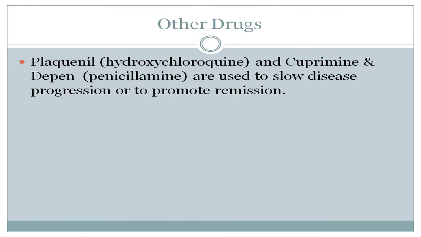We can also give Plaquenil. These are used to slow disease progression or to promote remission. But the way that these drugs work is by suppressing the immune system. And so when we have this, why might this person need their immune system to be suppressed? It's fighting itself, so we need to suppress that activity. Okay? Well, while we're suppressing that activity, what is the person at risk for? Infection.